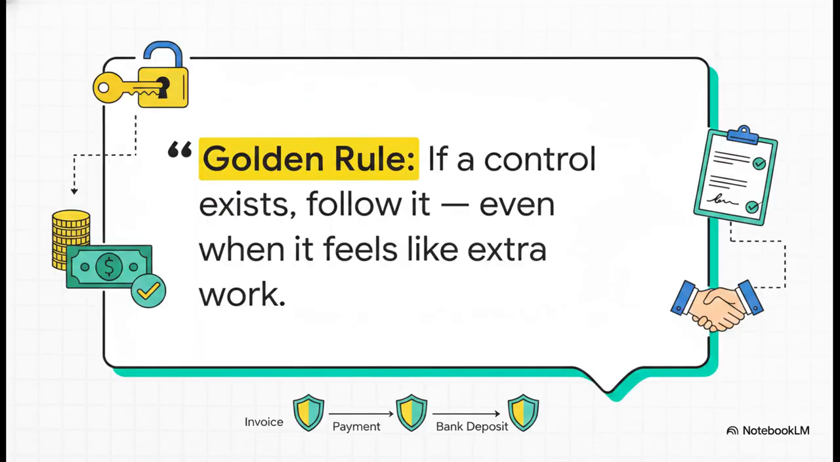Which brings us to our golden rule. If a control exists, follow it, even when it feels like extra work. Let me say that again. If a control exists, follow it. It is absolutely non-negotiable from day one. If the process says get a second signature, you get the second signature every single time.